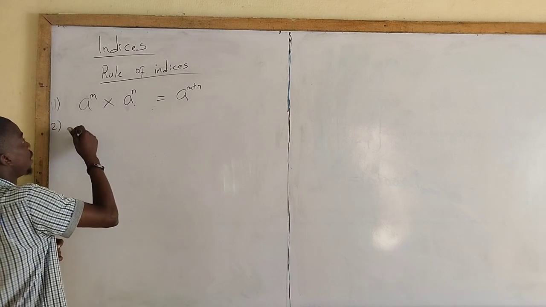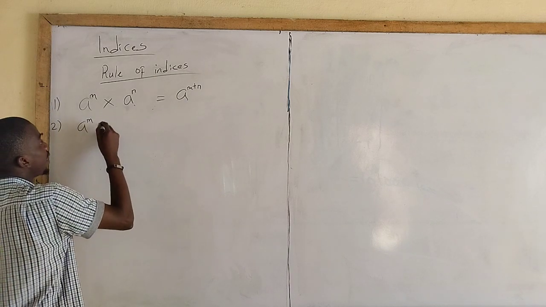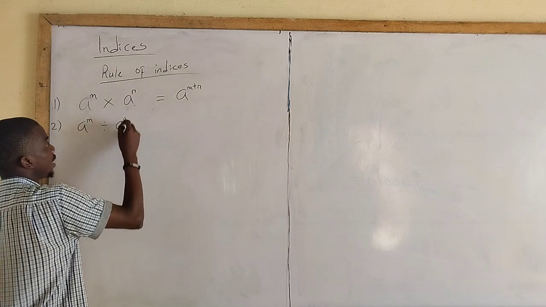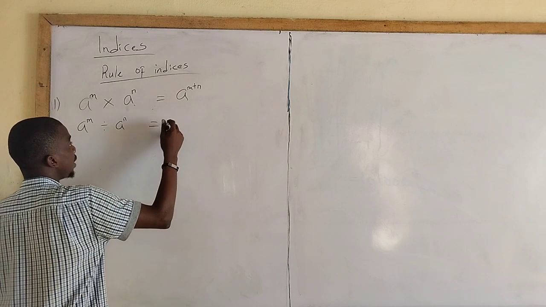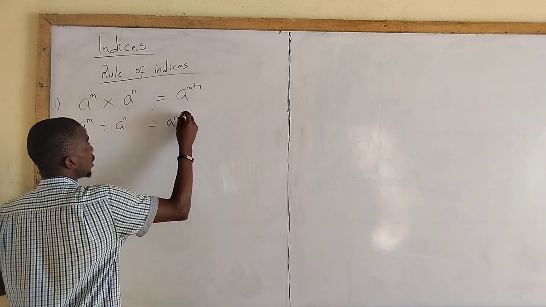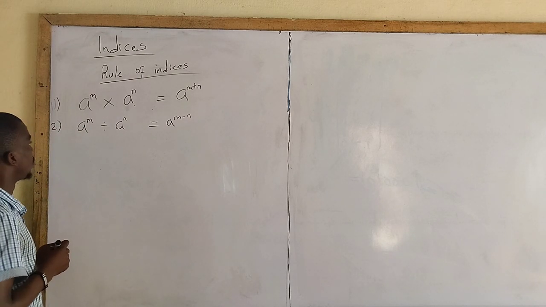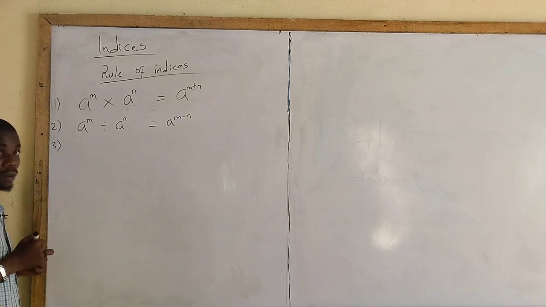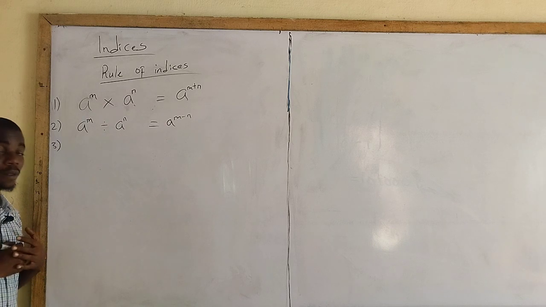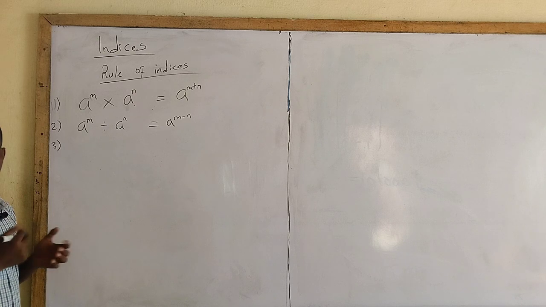So this is simply a raised to the power of m divided by a raised to the power of n, and this is equal to a raised to the power of m minus n. All right. The third law is the zero power law. The zero power law says that any number that is raised to the power of 0 is equal to 1.